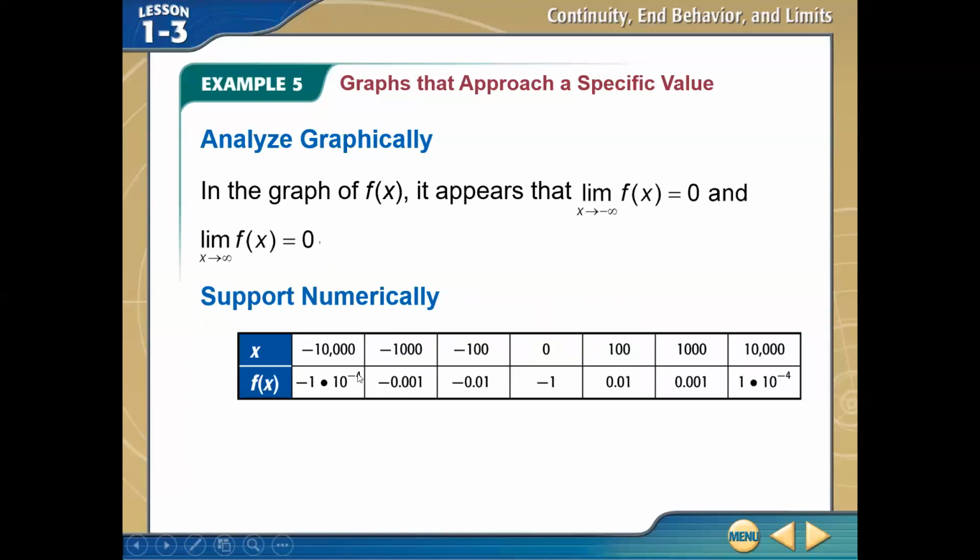Once again, they use scientific notation. Whenever you have a negative exponent in scientific notation, you're moving your decimal to the left, or your number's getting smaller and smaller. So here it's 1 times 10 to a negative power, which would start here at 1, and then move about 3 to the left. Here's 0, my y-axis. Plug in negative 100, I get negative 0.01. Plug in negative 1,000, I get negative 0.001. Plug in negative 10,000, I get negative 0.0001.